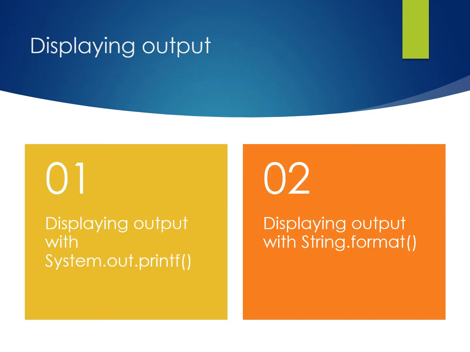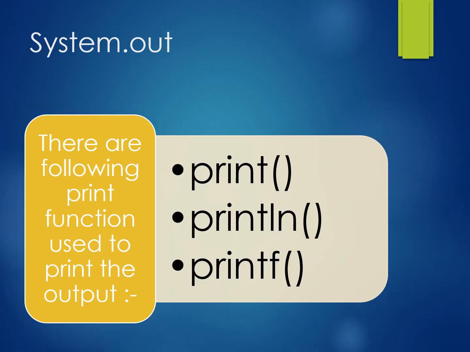Now we'll be talking about displaying output. Displaying output can be done in two ways: first with System.out.printf, System.out.println or System.out.print, and second with String.format. In System.out I have three types of print function: print, println and printf.